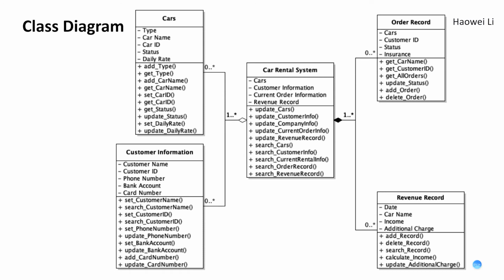For the class diagram, cars and customer information could exist independently, and the car rental system is constituted by the order and revenue records. As you can see in the diagram, we have corresponding attributes and methods in different classes.